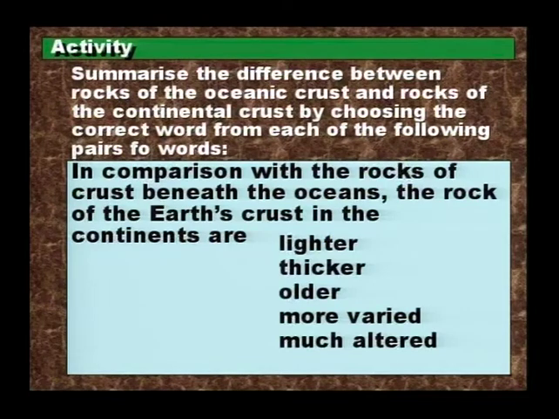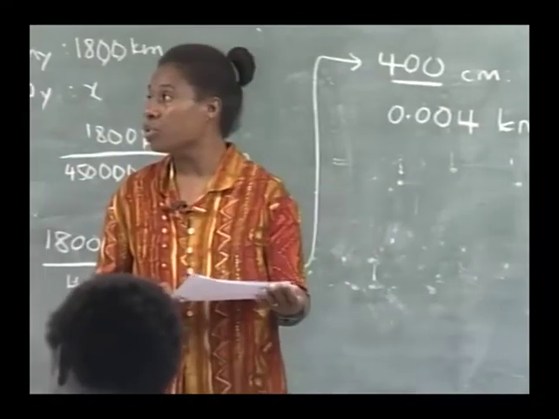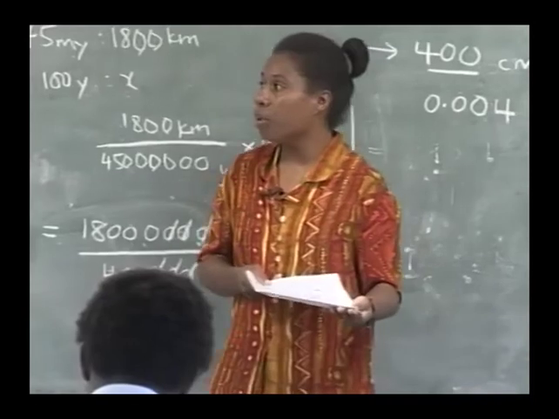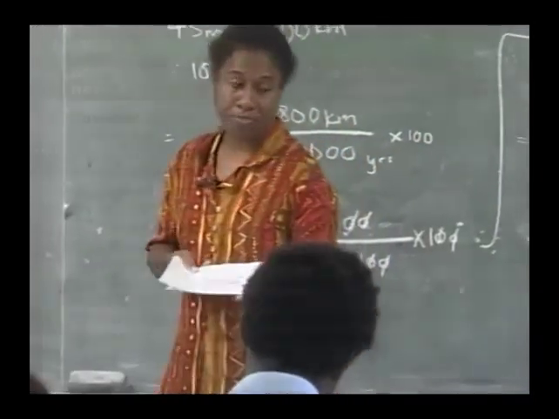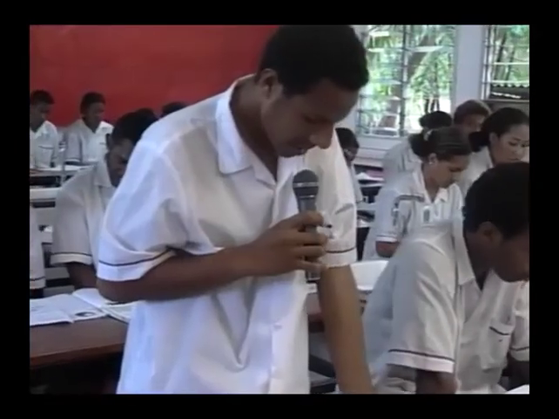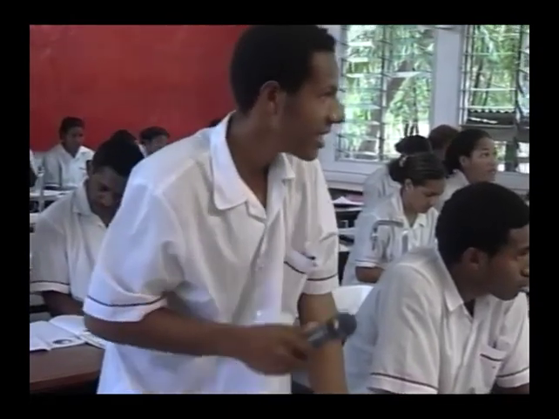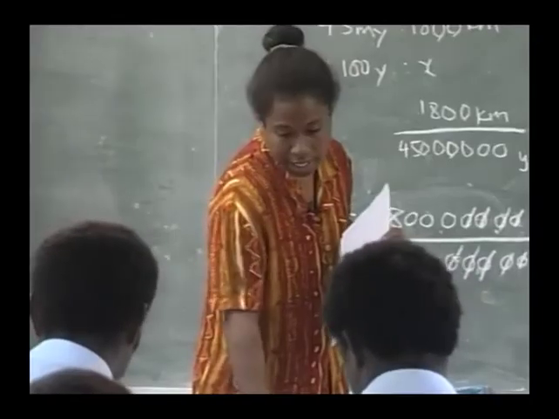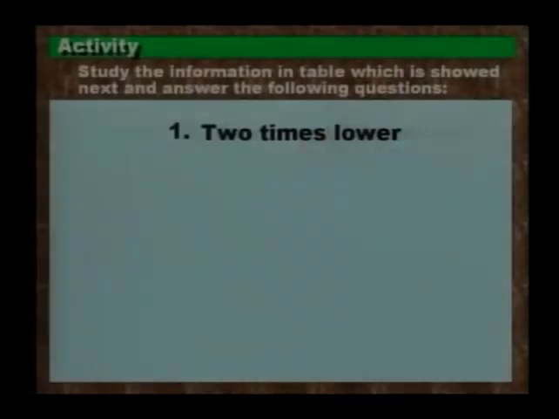Gideon, we're moving on. The next question. How does Australia's height compare with North America's height? Gideon, your answer for that question. Is 2 times lower than North America's height. Okay, good. We're looking at Australia's height is 2 times lower, and that is correct. That should be the answer you should have.